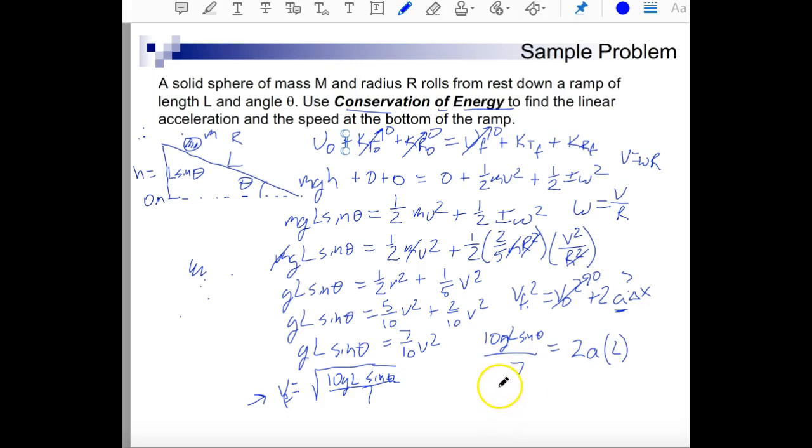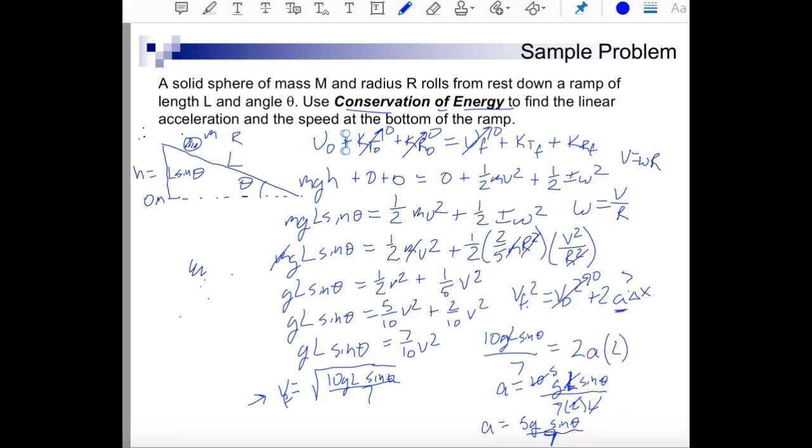If we rearrange this for a, we're going to get a is equal to 10 g L sine of the angle all over, and then we get 7 times 2 times L. Notice that this is an L here, so we've got to be careful. Notice that the L's cross off, so those are gone. 10 here and 2 reduces the 10 to 5, and so now our final equation is a is equal to 5 times g times sine of the angle all over 7. And so that is our final equation.